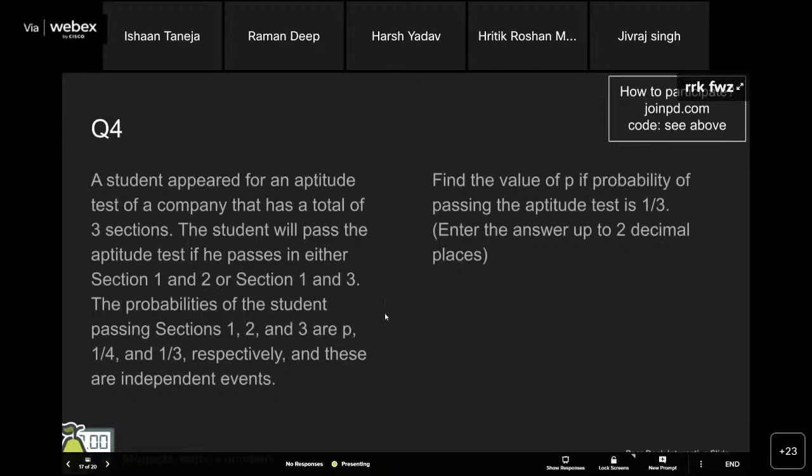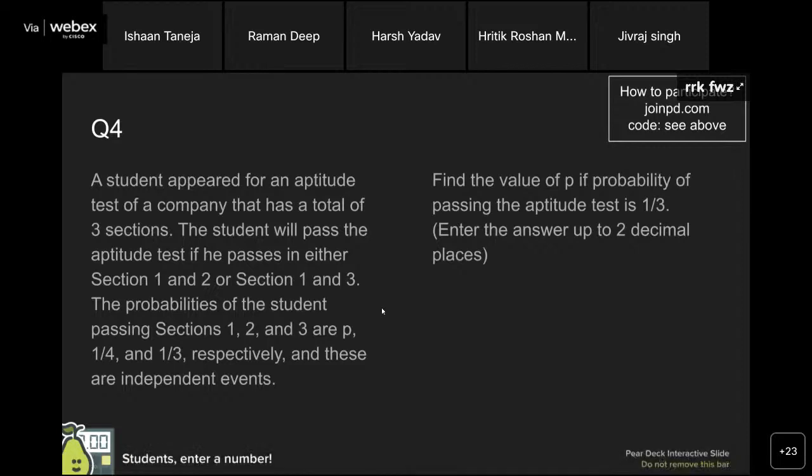Okay, so I think that's the last question of the slide for today. Suppose a student appeared for an aptitude test of a company which has 3 sections. These are some probabilities given that he will pass either section 1 and 2 or section 1 and 3. The individual probabilities of the sections are also given to you as P, 1/4 and 1/3. And you know that these events are independent. Passing any section is an independent event. You need to find the value of P if the probability of passing the aptitude test is 1/3.